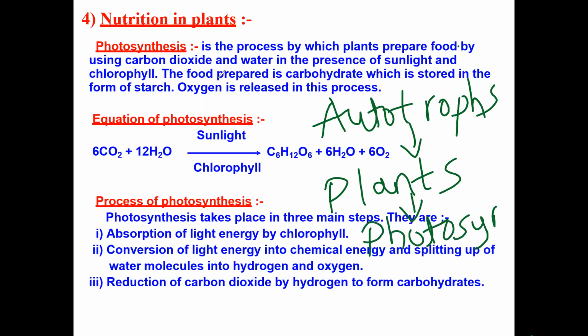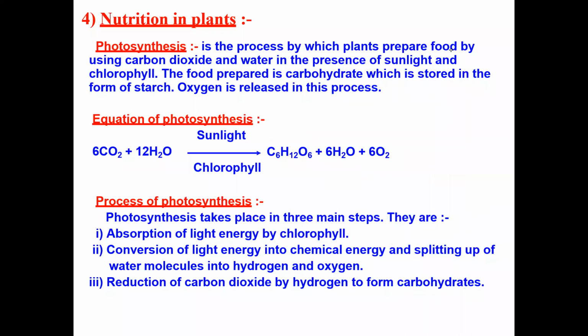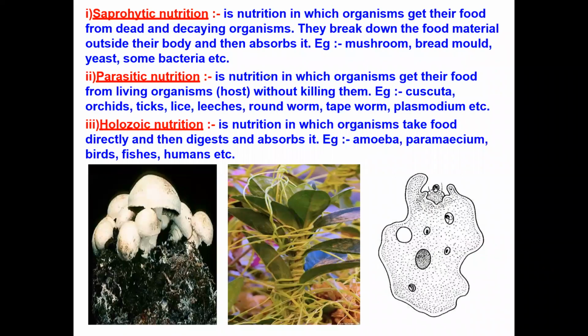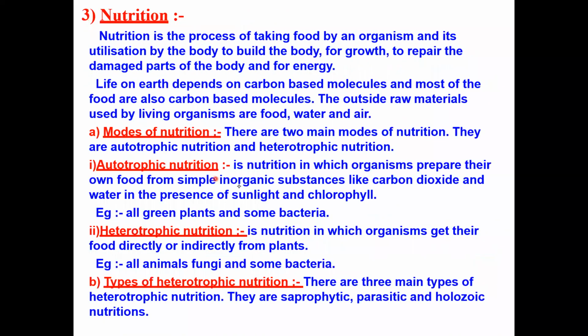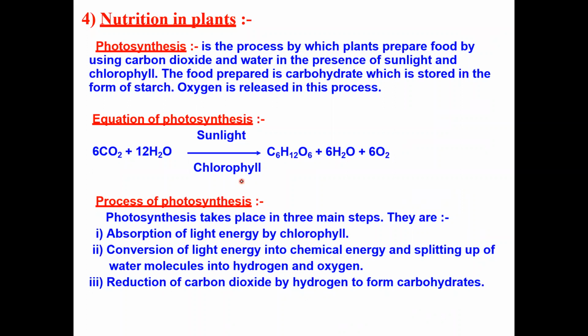So what happens during photosynthesis? The absorption of sunlight converts that light energy into chemical energy, right? So here you can see that photosynthesis is the process by which plants prepare their food. The product formed here is starch, and the byproduct is nothing but oxygen, as well as water.